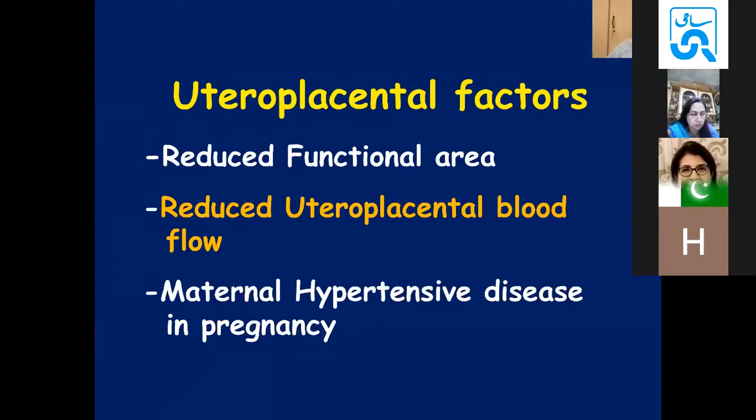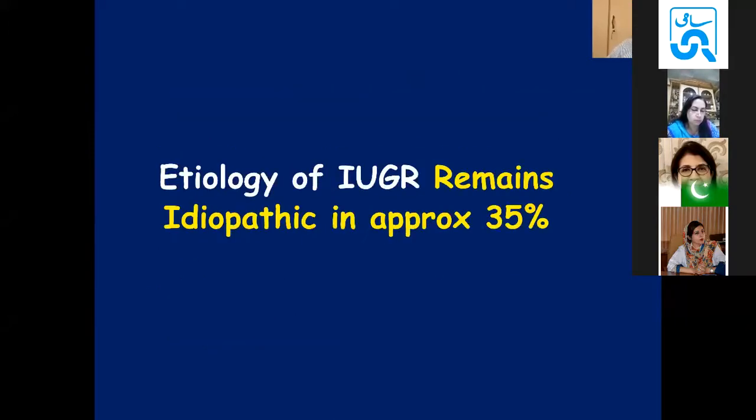When it comes to uteroplacental factors, which are going to be our topic today, we have to see the reduced functional area, whether the placenta is thin, small, and reduced uteroplacental blood flow, which is determined by color Doppler, whether an adequate amount of blood flow is being provided to the fetus. And of course, maternal hypertensive diseases in pregnancy, which means less blood is coming to the uterus. Etiology of IUGR remains idiopathic in approximately 35% of the cases, so we might not be able to know the exact clue.